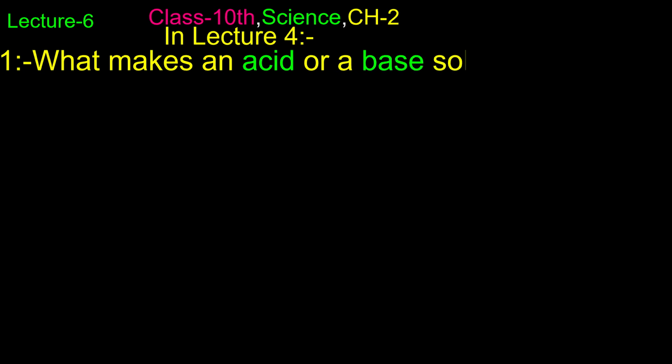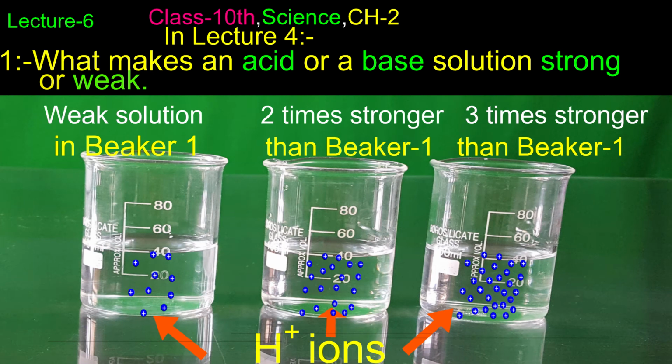In lecture 4, we discussed 4 points. Number one, what makes an acid or a base solution strong or weak, and how can that be measured? We learned that it is the concentration, meaning the number of H or OH ions per unit volume, that makes an acid or a base solution weak or strong. More ions per unit volume means stronger is the acid or the base.